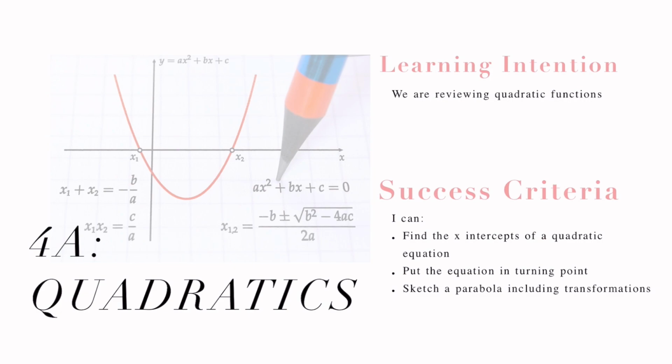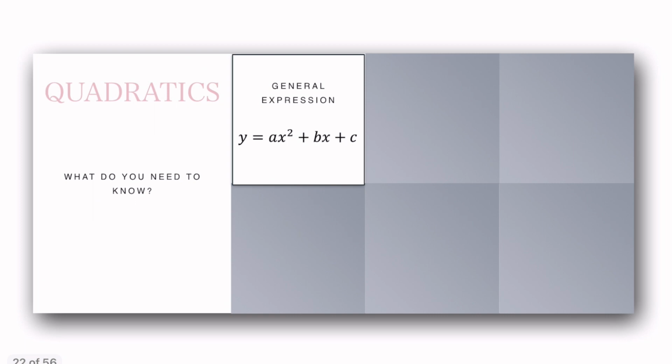We're going to do two exercises, 4a and 4b, which is pretty much just going to be reviewing all of the concepts about quadratics that you've learned previously. So to start off with 4a, we are reviewing quadratic functions, and what you need to be able to do is find the x-intercepts of a quadratic equation, put the equation into turning point form, and sketch a parabola including transformations.